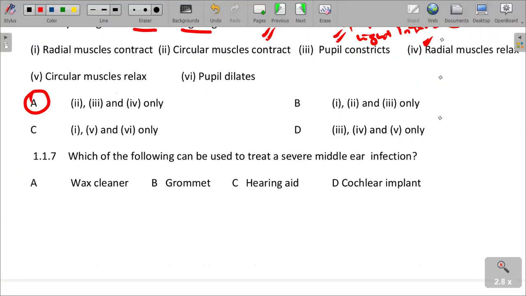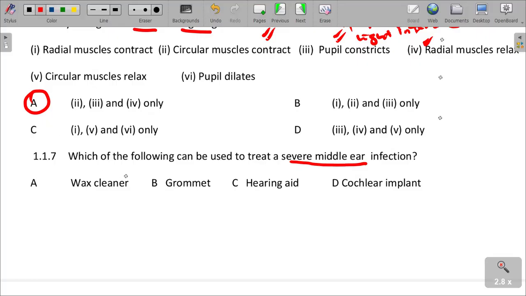So number 7, which of the following can be used to treat a severe middle ear infection? We are talking about diseases of the ear, or conditions that can cause the ear not to function properly. Now, when the middle ear is infected, what must be understood is that we use a grommet.